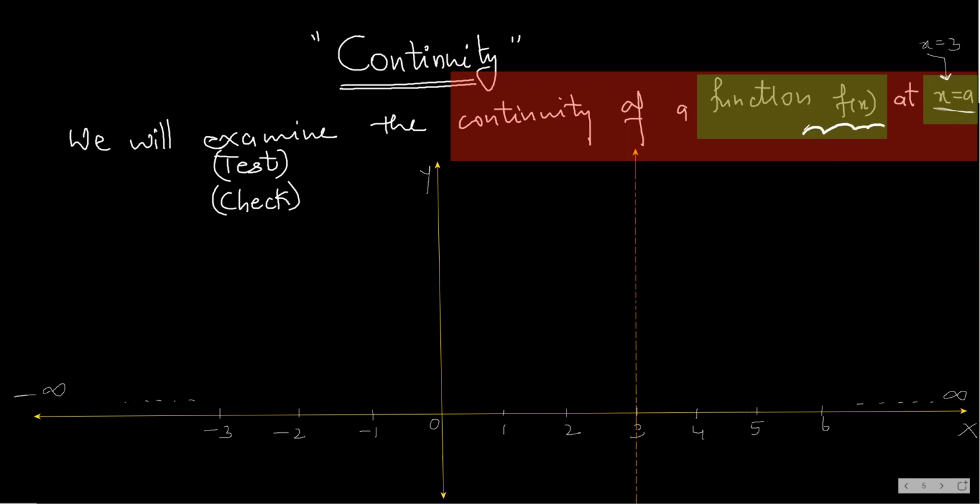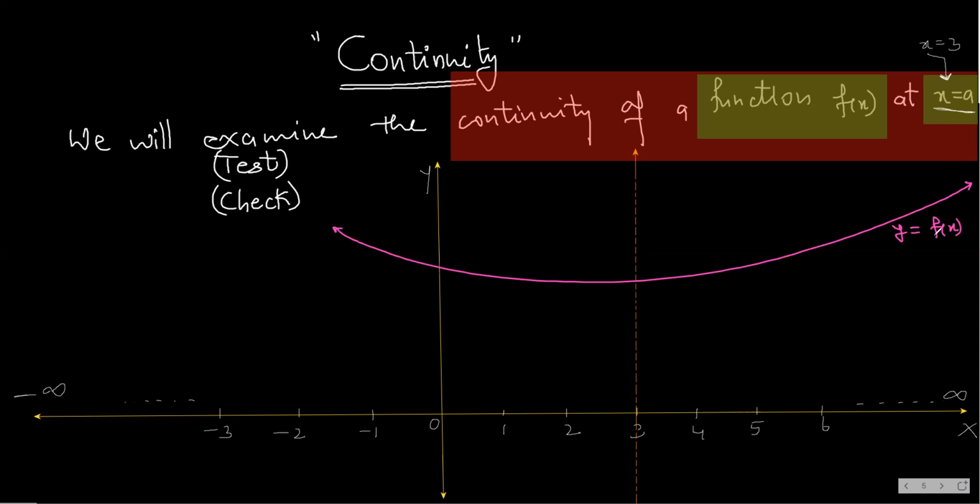So let me now plot the function f of x. Suppose you have a function f of x, which when you plot, it goes like this. This is your function f of x. You plot it and you get it this way. This is y equals f of x.